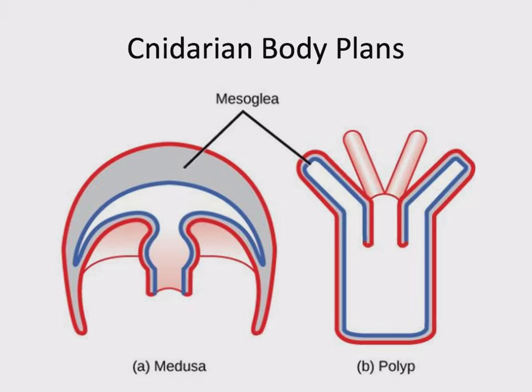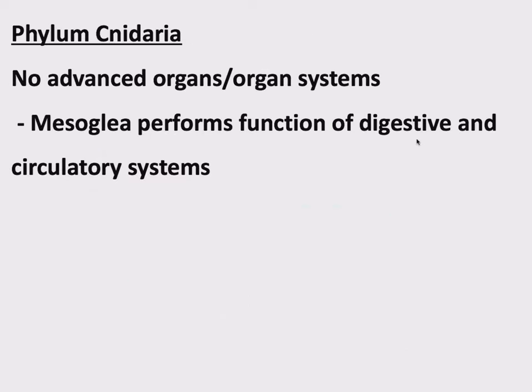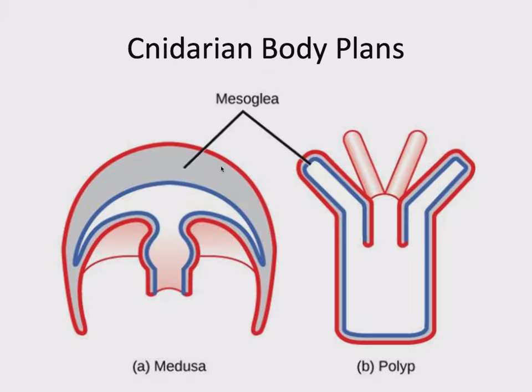This mesoglia, which we've been seeing here, this is the jelly-like substance in between the endoderm and the ectoderm, performs the function of a digestive system and a circulatory system. Again, there are no real organ systems here, but the function of a digestive system is to break stuff down, and the function of a circulatory system is to move nutrients and gases around. This jelly does both of those jobs.